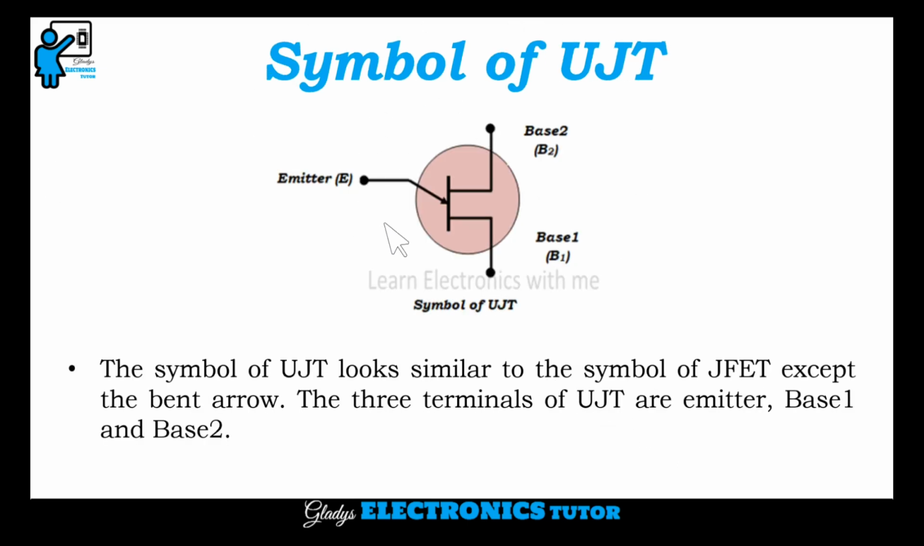This is the symbol of UJT. The symbol of UJT looks similar to the symbol of JFET except the bent arrow. The three terminals of UJT are emitter, base 1 and base 2.